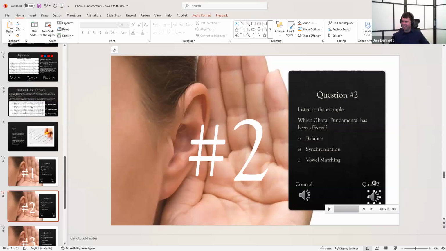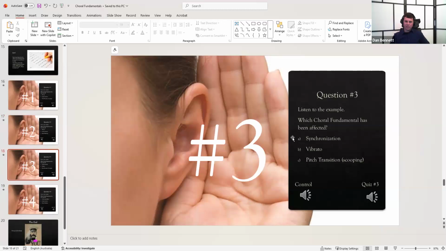Looks like most of us agree. All of us agree, in fact. Yeah, everybody says B, synchronization. That is correct. Okay, you guys are good. I'm going to have to try harder to fool you. Let's do question 3. So this time, it's the same song, but it's actually the chorus of the song instead of the verse, I think, this time. I'll play you the control, but you're going to be listening for synchronization or vibrato or pitch transition.